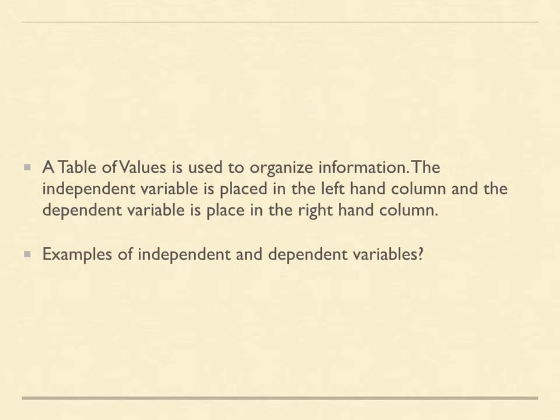So a table of values is used to organize information. The independent variable, again, go back to the previous slide, pause and rewind me if you like. The independent variable is placed in the left-hand column and the dependent variable is placed in the right-hand column. Okay, so there's probably going to be two columns, sometimes three, depending on how you set it up, but in most cases there's only going to be two columns.